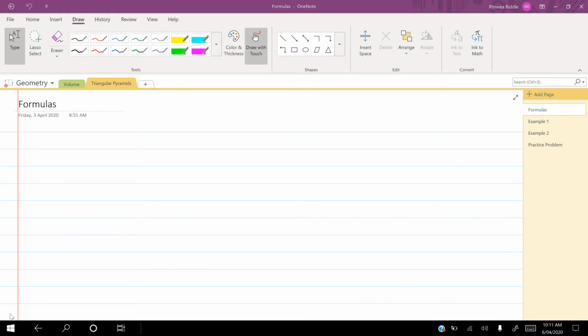Today we're going to be learning more on volume, and we're going to learn specifically how to find the volume of triangular pyramids. Our first step is going to be finding the formula for the volume of a triangular pyramid. So we're going to start off with the volume of a pyramid in general. The volume of a pyramid is going to be 1/3 base times height. But the B in this case is going to represent the area of the base.